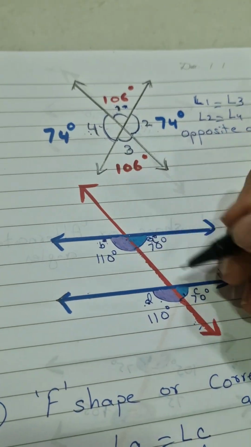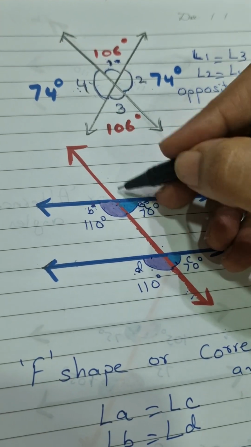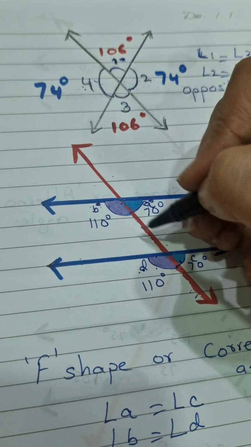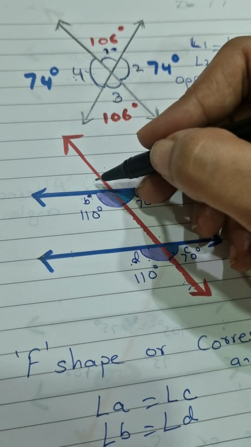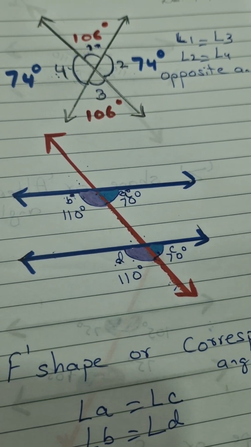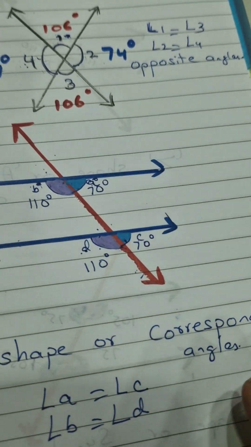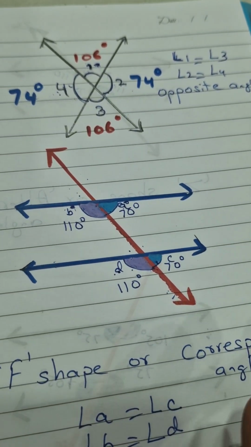Now F-shape angles can be on that side also, like these two angles. These two angles will always be equal, because they are in F shape, or we can say they are corresponding angles. Okay, so F-shape angles, opposite angles, they are always equal.